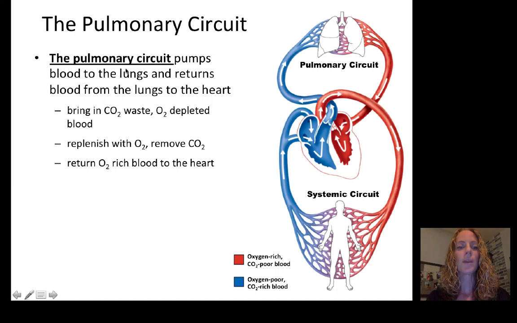So let's start with the pulmonary circuit. The pulmonary circuit pumps blood to the lungs and returns blood from the lungs to the heart. Its purpose is to bring in carbon dioxide-rich, oxygen-depleted blood, and replenish that with oxygen and remove the carbon dioxide. So the lungs will bring in oxygen and remove carbon dioxide. So the blood that pumps through the lungs will then be replenished and the waste will be removed. That blood will then return to the heart to complete the pulmonary circuit.